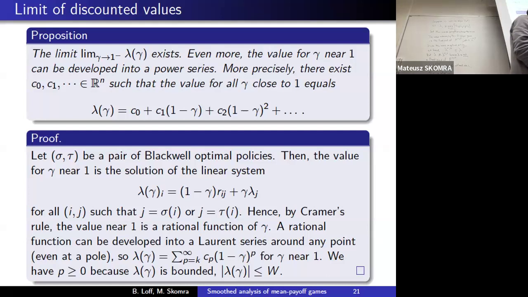Okay, so this has a development into the Laurent series, but everything is so existential here. It's a Laurent series that can have negative powers. It can be a pole a priori, but we know that this function is bounded everywhere by W, so it cannot have a pole at one, right? Because the rational function at the pole explodes. So it doesn't have a pole. So a rational function that doesn't have a pole is actually just a Taylor series.